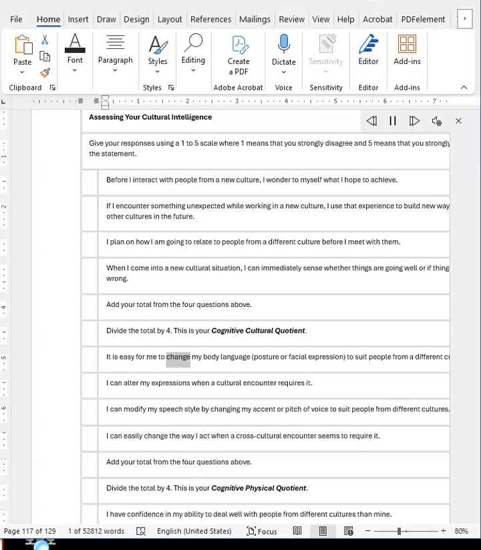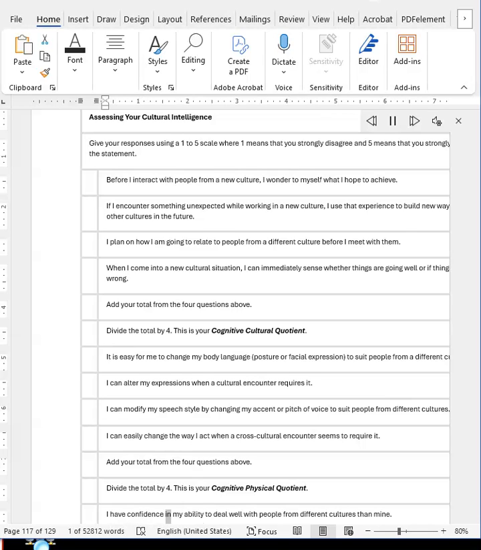It is easy for me to change my body language, posture, or facial expression to suit people from a different culture. I can alter my expressions when a cultural encounter requires it. I can modify my speech style by changing my accent or pitch of voice to suit people from different cultures. I can easily change the way I act when a cross-cultural encounter seems to require it. Add your total from the 4 questions above. Divide the total by 4. This is your cognitive physical quotient.